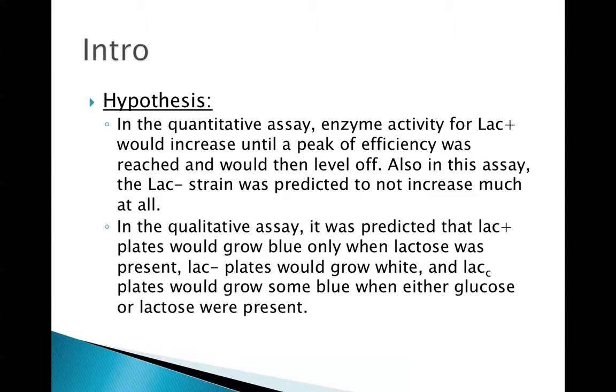Hypotheses for this lab were that in the quantitative assay, enzyme activity for lac positive would increase until a peak of efficiency was reached and would then level off. Also in that assay, the lac negative strain was predicted to not increase much at all. In the qualitative assay, it was predicted that lac positive plates would grow blue only when lactose was present. Lac negative plates would grow white, and lac C plates would grow some blue when either glucose or lactose was present, because the operon is always turned on.